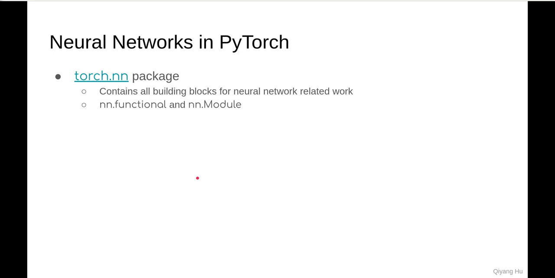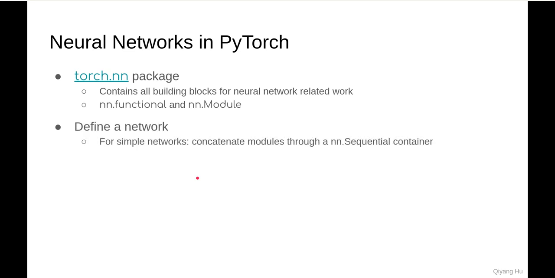Roughly speaking, there are two ways to define a neural network. For simple networks, we can just concatenate modules through an nn.Sequential container. A sequential object runs each of the modules contained within it in a sequential manner. This is a simpler way of writing our neural networks because we don't have to define the forward method. In our Colab file, you will see a demo on defining a neural network with this method.